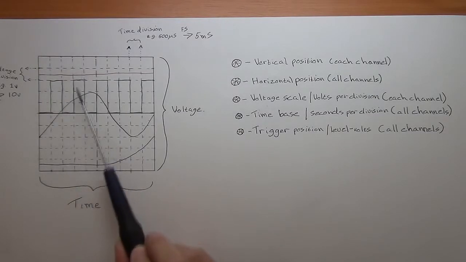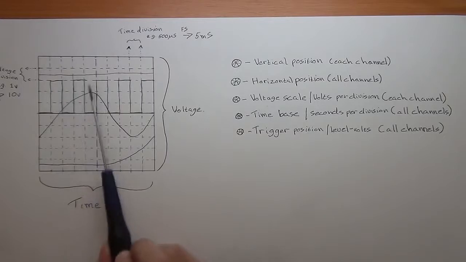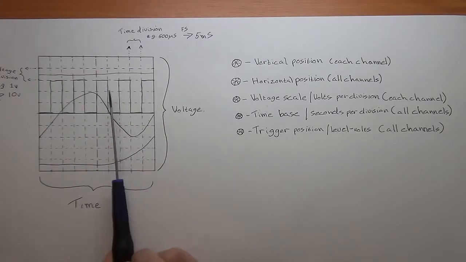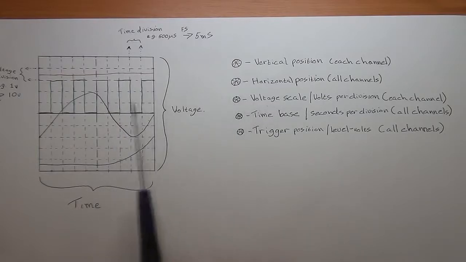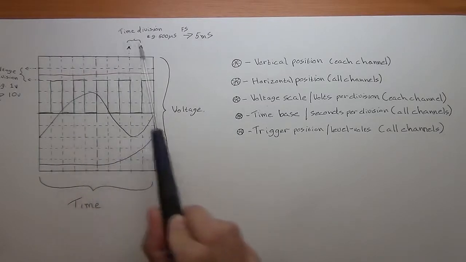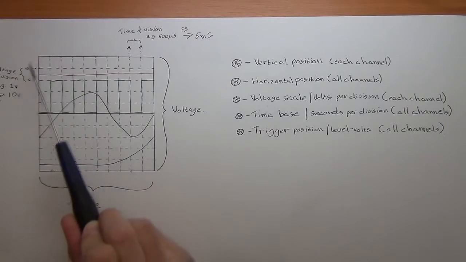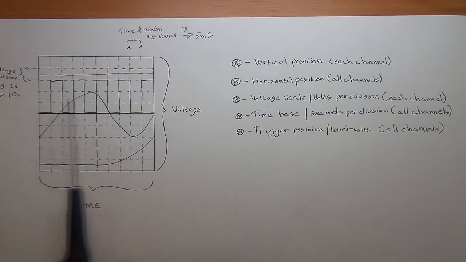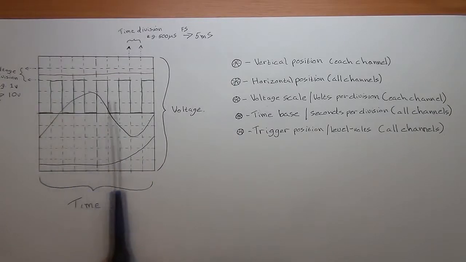Your signal may not be symmetrical, it may not be a nice square wave, and you might want to see a particular part of it. Or, and we'll get down to it with the scale, you may have changed the scale of your signal and you're only seeing a small part of your signal, and you need to pull that into view. And that's what that horizontal position knob allows you to do.